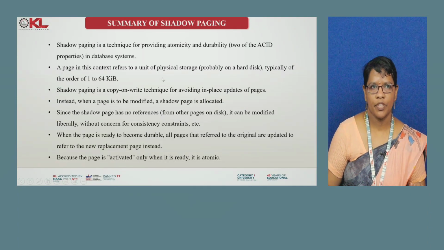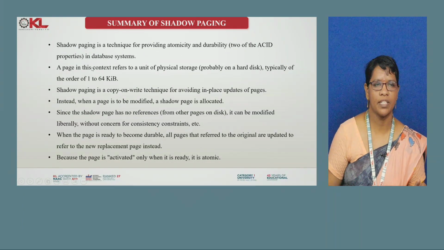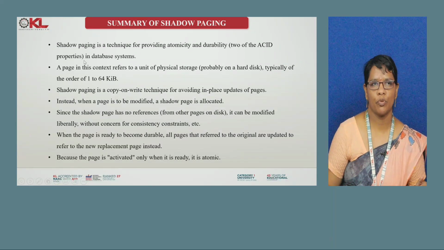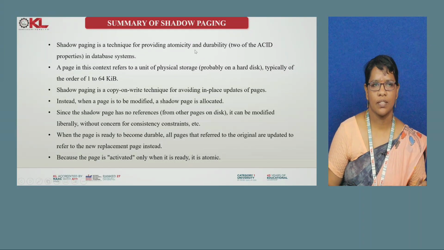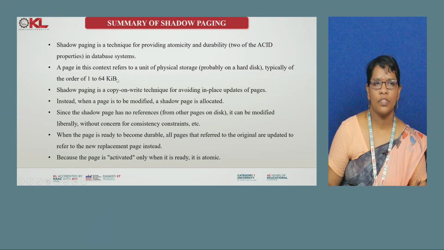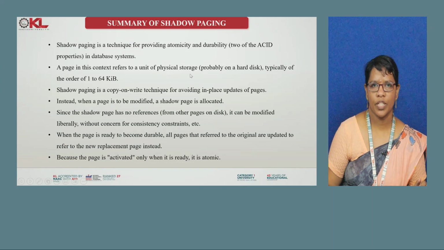So this is a summary of shadow paging. Shadow paging is a technique to provide atomicity and durability, two of the ACID properties in the database. These two are the most important, and shadow paging plays an important role in providing them in the database management system. A page in this context refers to physical storage, in the hard disk or main memory, typically of 1 to 64 kilobytes.